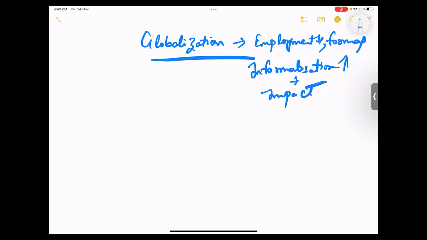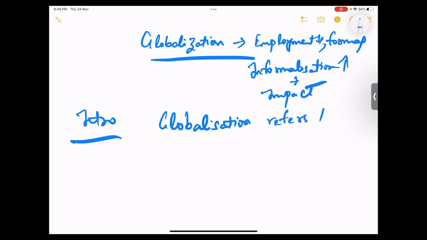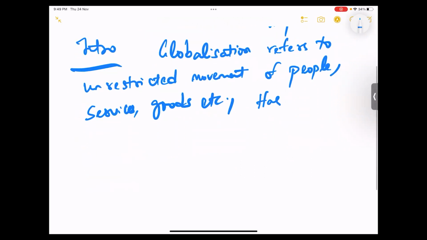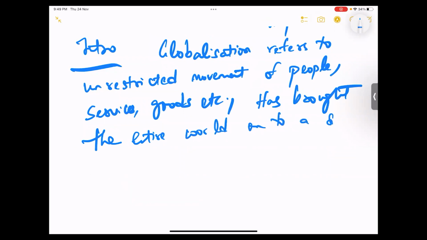Impact of informalization. So in the introduction, you can start with what you mean by globalization. Obviously, that would be the ideal introduction, whoever writes it. Globalization refers to the unrestricted movement of people, services, goods, etc. So globalization has brought the entire world onto a single platform.